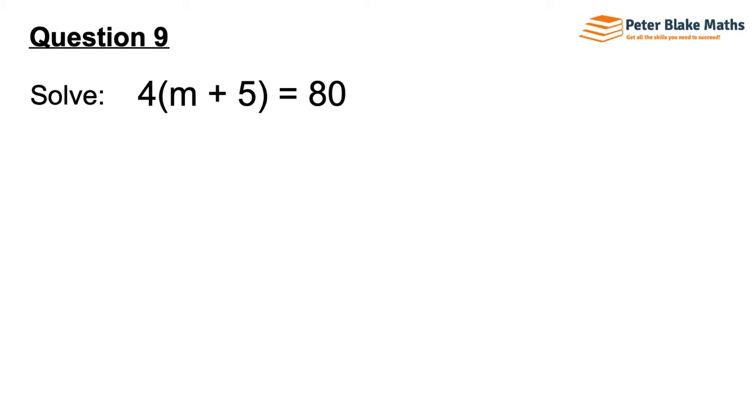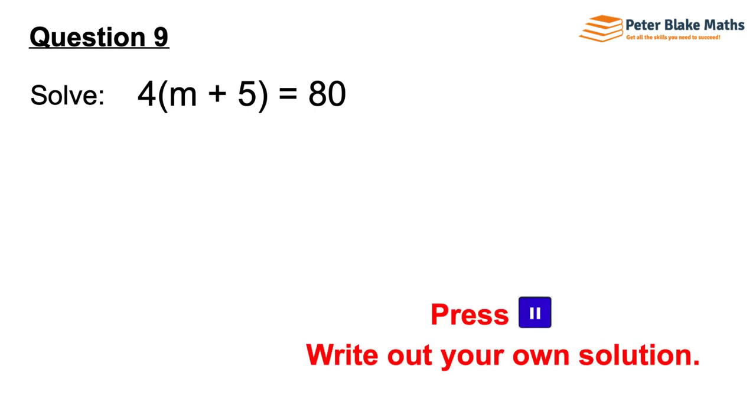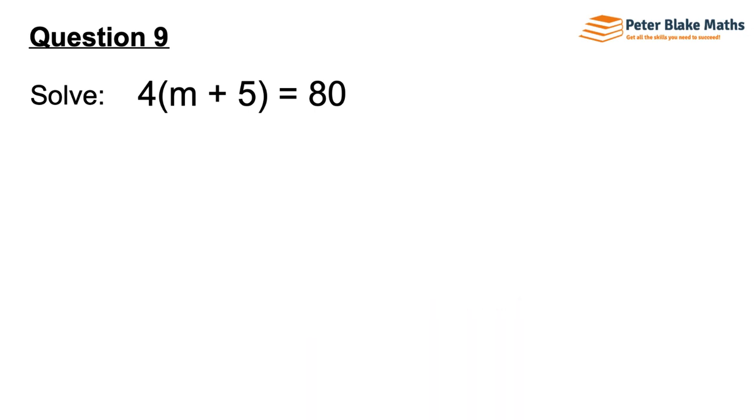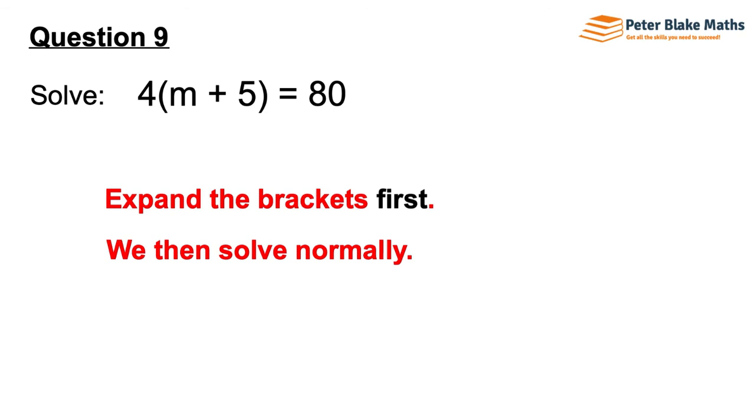Question 9. Solve 4 outside of m plus 5 equals 80. We'll expand the brackets first, then we'll solve the equation normally. To expand the brackets, we multiply the front number by the first inside number and get an answer, in this case 4m. Then we'll multiply the front number by the second inside number and get an answer for that, and get 20. We've got to keep those two answers separate, we don't want to merge them together.